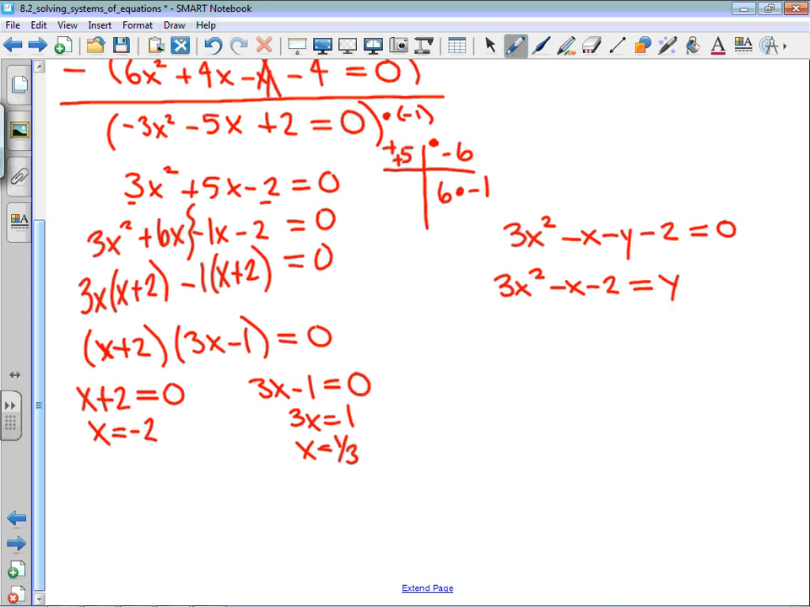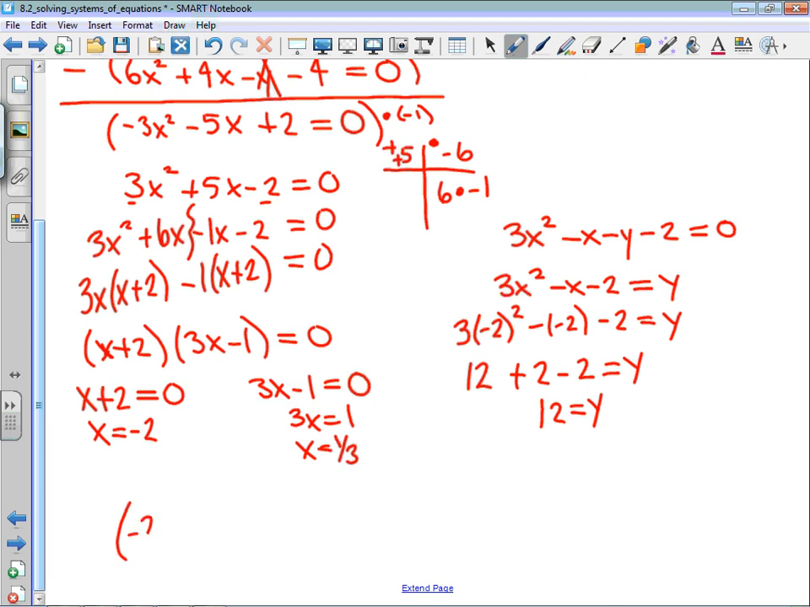So the first answer is going to be 3 times -2 squared minus -2 minus 2 is equal to y. This is 12 plus 2 minus 2 is equal to y, and I get that 12 is equal to y. So one of my solutions, and I'm going to put them maybe down here, is -2 comma 12. That's one answer to this system.